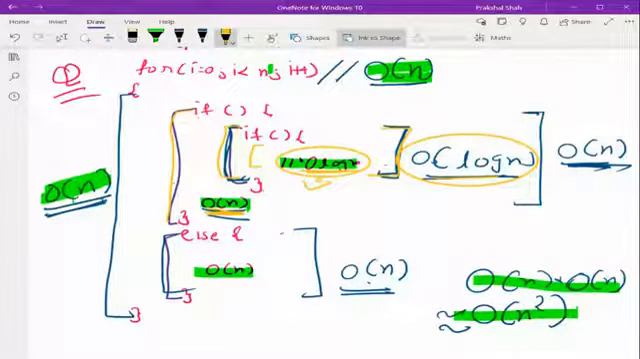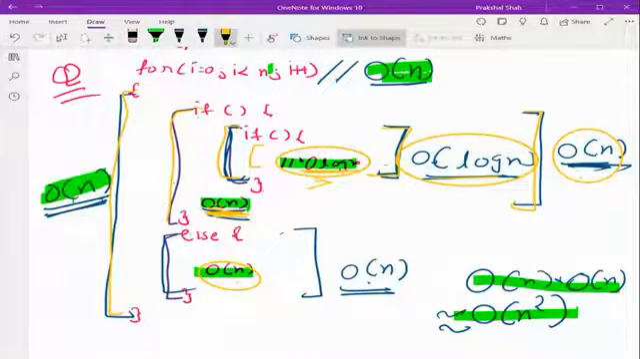Okay, so this is evaluated as order of log n. After this I have order of n. So which is worst out of this? Order of n. So can I say this will be order of n? Yes, this if. This else was already given that it will be evaluated as order of n. So out of this order of n and order of n, which will be my answer? Order of n only, because order of n plus order of n will be order of n only.